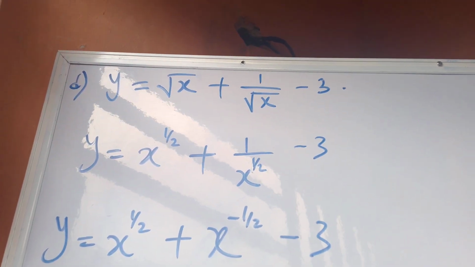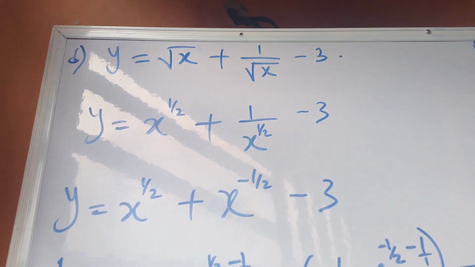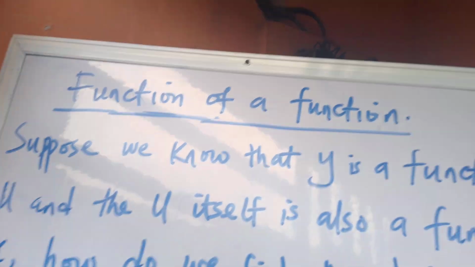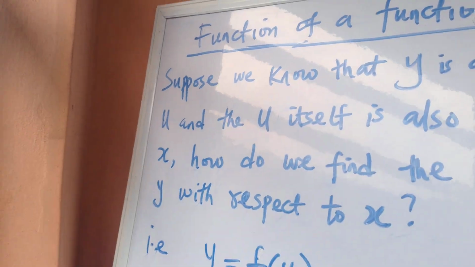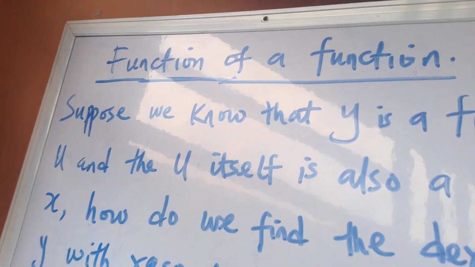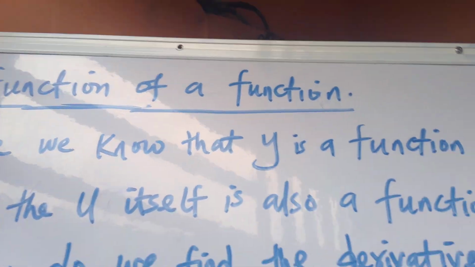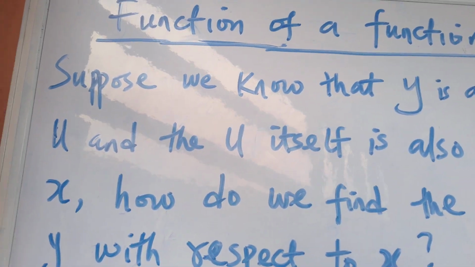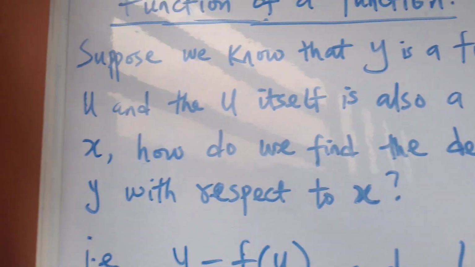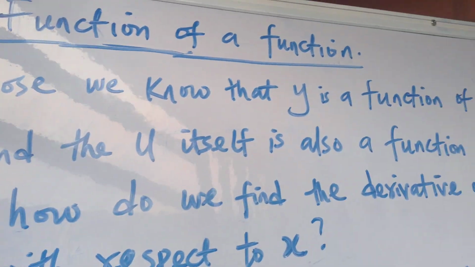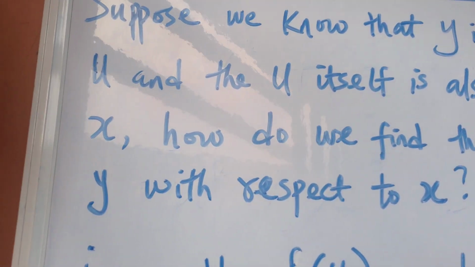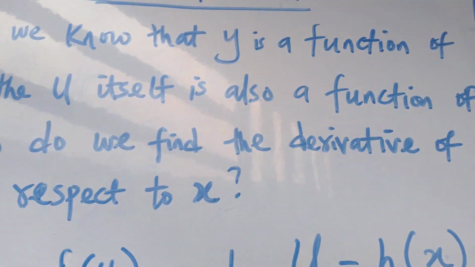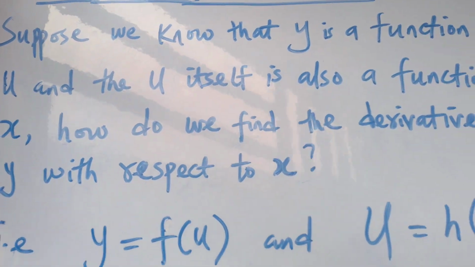y equals square root of x plus 1 over root x minus 3. Okay, so we'll look at function of a function. Suppose we know that y is a function of u, and u itself is also a function of x. How do we find the derivative of y with respect to x?